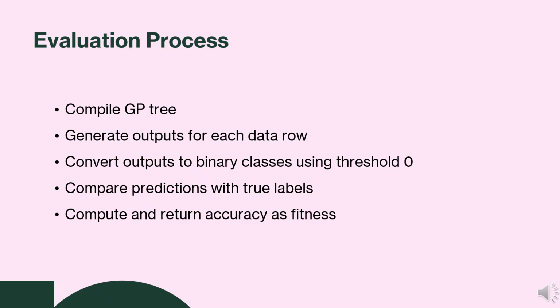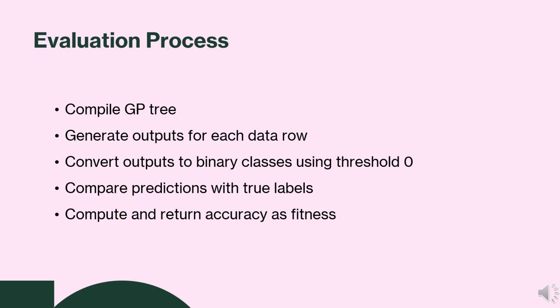Now let's look a little more deeply into the evaluation process and understand how each GP individual is judged. The first step is to compile the GP tree into a callable function. This basically transforms the evolved tree structure into something that can take input values and produce an output. Next, we apply this function to every row in the training dataset. For each data point, the function generates a numerical value. These outputs form the basis of our prediction.